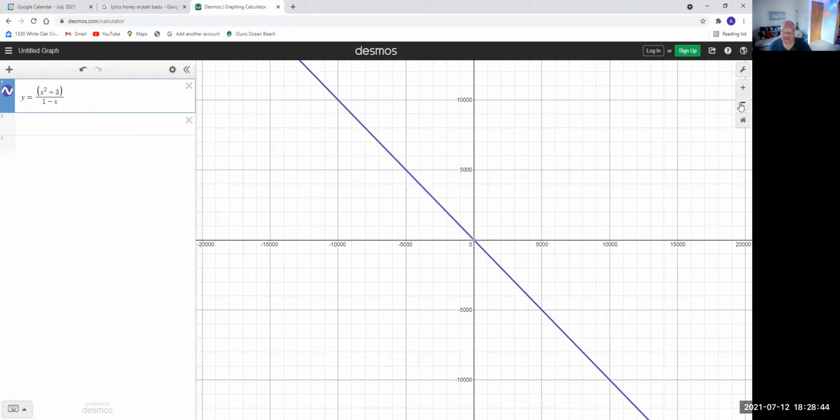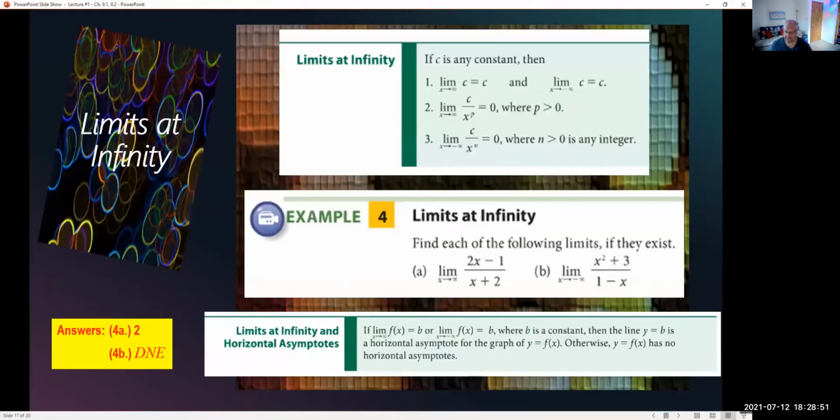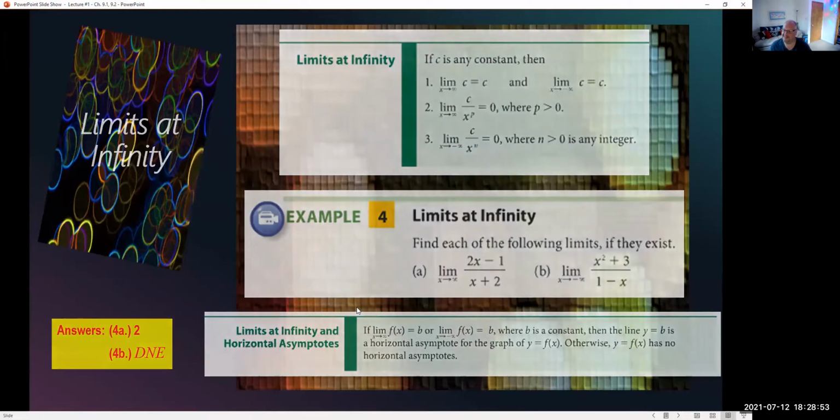There isn't one. It just goes forever and ever upwards that way. And that's what we mean by the limit does not exist. And so for your convenience, I put here in the yellow box the answers to the questions. All right.